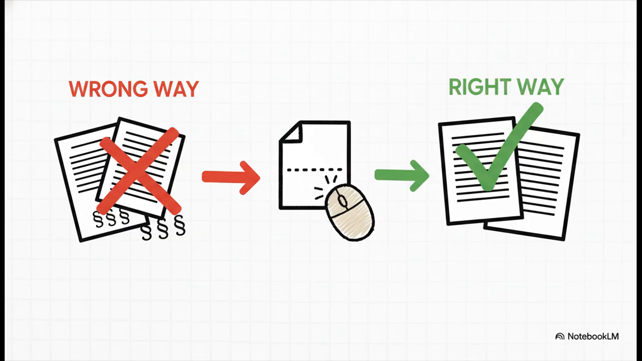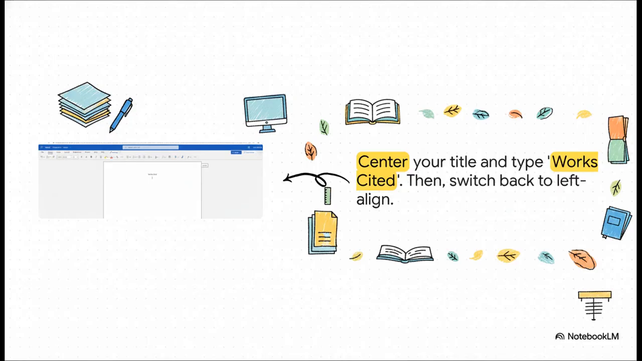Okay, so you've finished typing your paper. Here's a pro tip. Don't just hit the Enter key a bunch of times to get to a new page. The right way to do it is to go to the Insert tab and click Page Break. This makes sure your works cited always starts right at the top of a fresh page, no matter what. Now on your new page, pop back over to the Home tab and select the Center Align option. Type the title Works Cited. That's it. No bold, no italics, just those 2 words. Hit Enter one time and then immediately switch back to Left Align to get ready for your first citation.